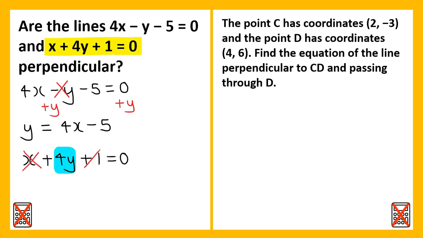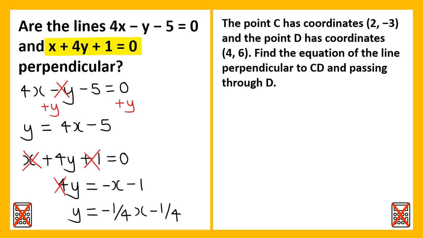I can subtract x and 1 to isolate 4y. 4y is equal to -x minus 1, and then to isolate y, I can divide through by 4. y is equal to -1 over 4 x minus 1 over 4.